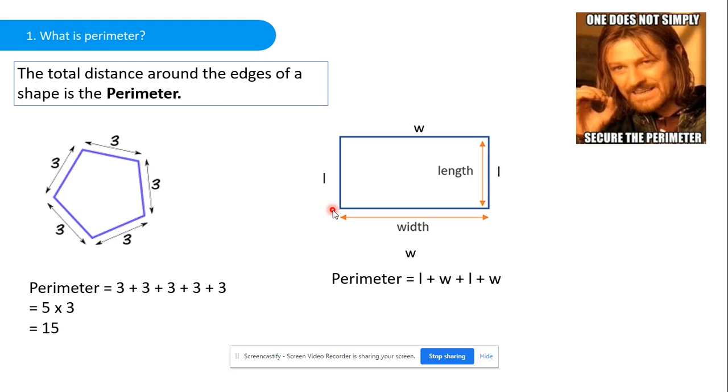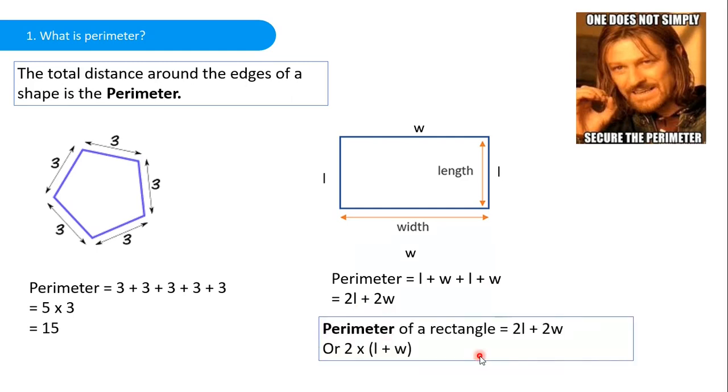Using our skills from algebra, we can simplify this. We have 2 lots of the length and we have 2 lots of the width. So we can write this as 2L plus 2W. So perimeter is 2L plus 2W. This can also be written as 2 times the length plus the width. Now this rule only works on a rectangle. Other shapes have their own rules, but we will use this rule for a rectangle.